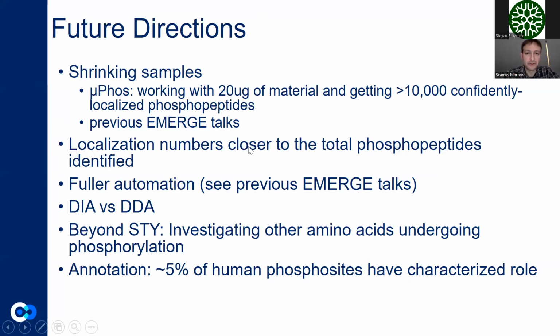Also, localization numbers being closer to the total phosphopeptides identified by tweaking these instrument parameters or using the next generation instruments is becoming more important. And then fuller automation. Previous talks have covered fully automating everything. As we're using a semi-automated method with the Kingfisher, there's still more room for removing the human component to allow for more robustness and reproducibility.